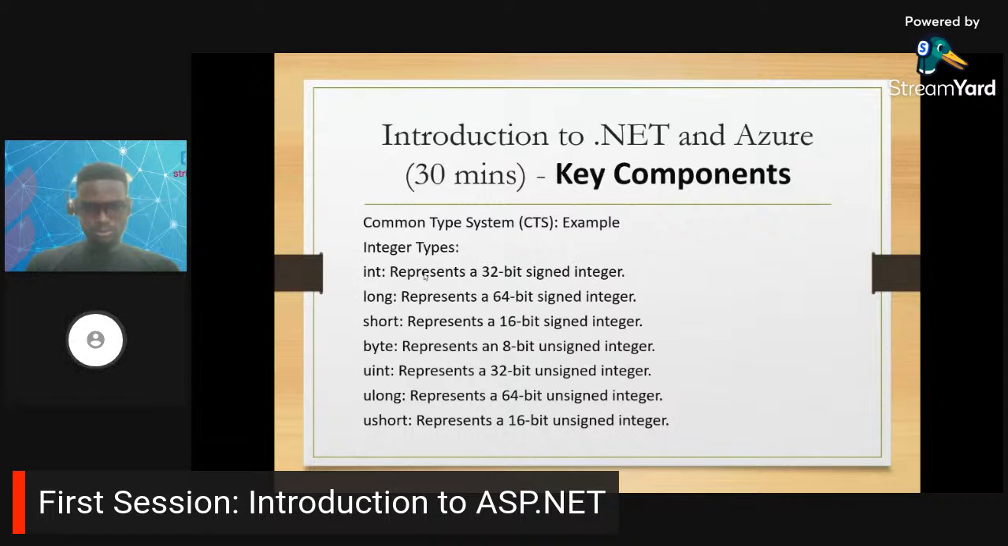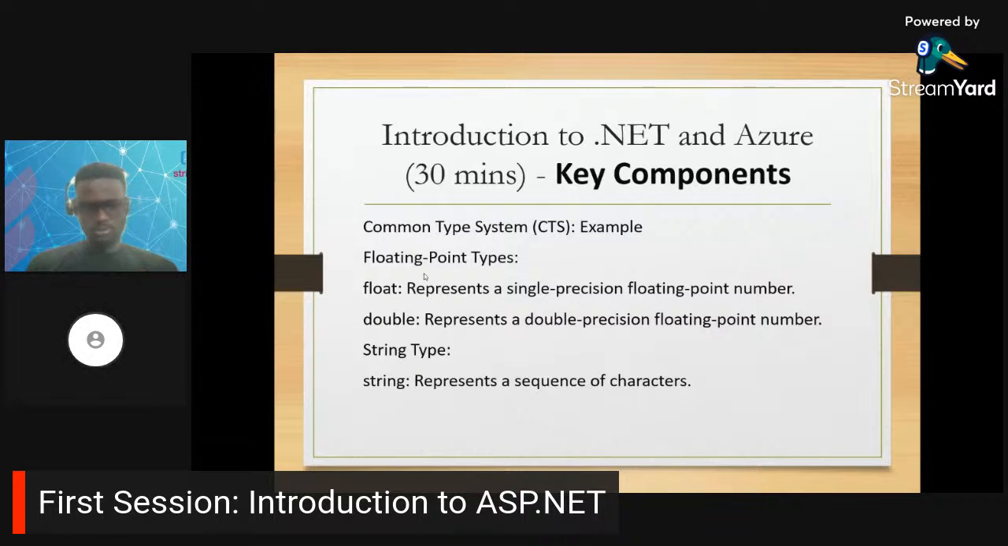It's called data types. The common type system manages data types: your integer, your boolean, your string, your date time, your decimal, whatever data type. Mostly primitive data types. So that's what this particular system manages: float, double, string type, and the rest. Your common type system manages all your data types.